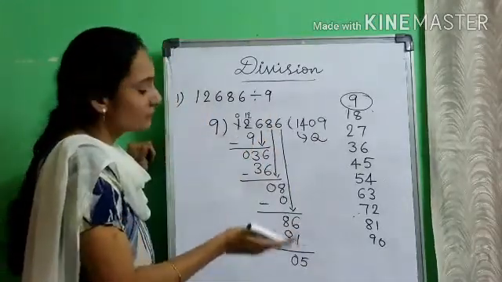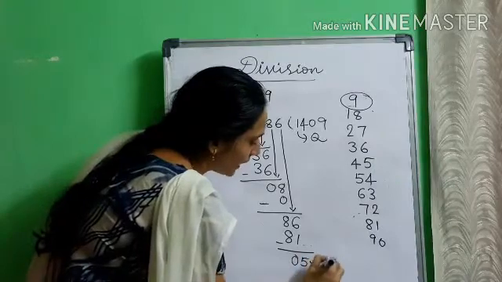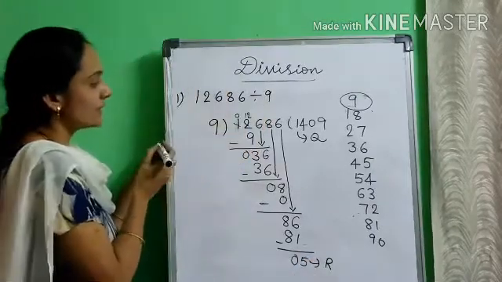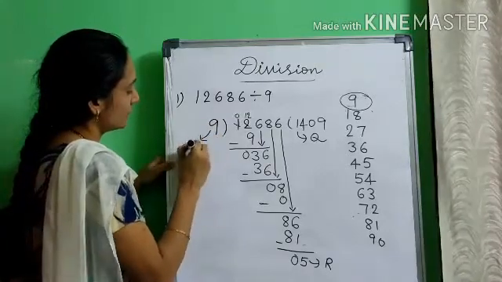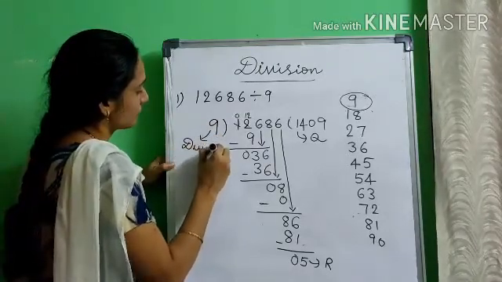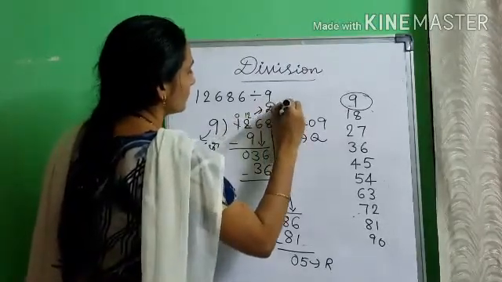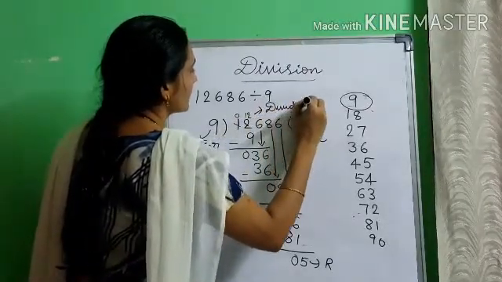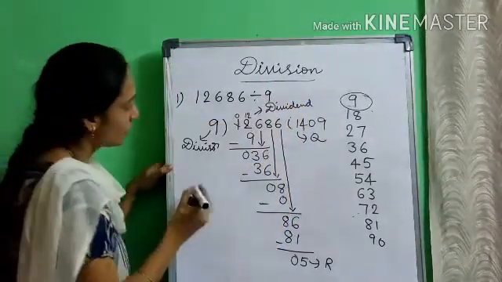The number which is left after the division is called the remainder. So 5 is the remainder. And what is the divisor? Divisor is 9. And dividend is 12,686. Now how to check this division? Is it correct or wrong?